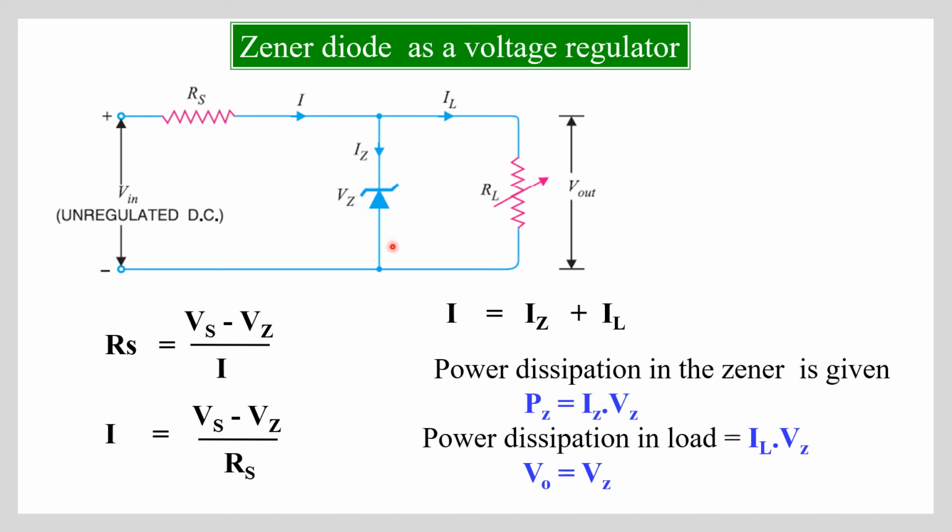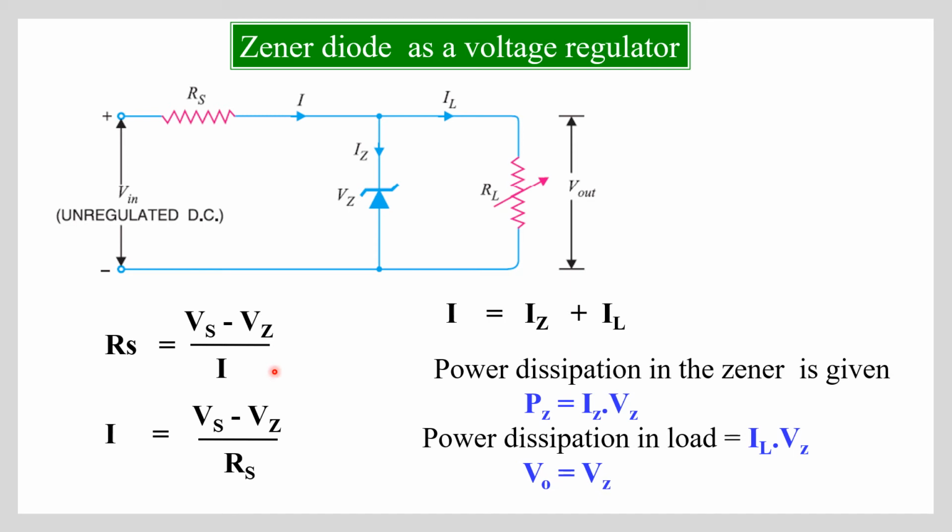Now the diode is selected with a breakdown voltage Vz, and this equals the voltage desired at the load, that is RL. So let us see what Rs is. Applying Ohm's law, Rs is equal to Vs or Vin minus Vz, the voltage across these two points, upon the current flowing through Rs. So it is Vs minus Vz upon I.